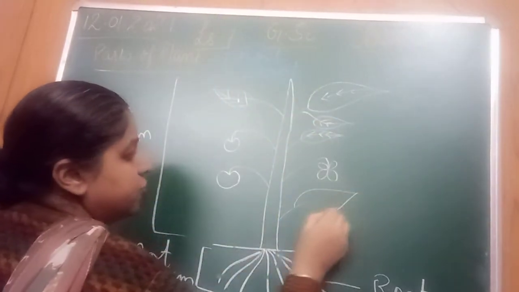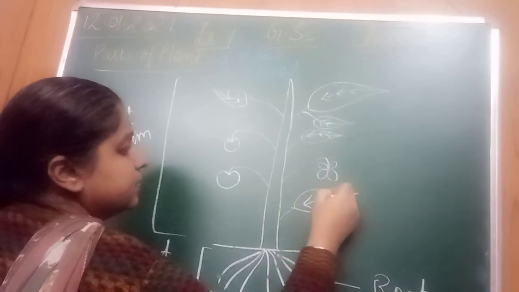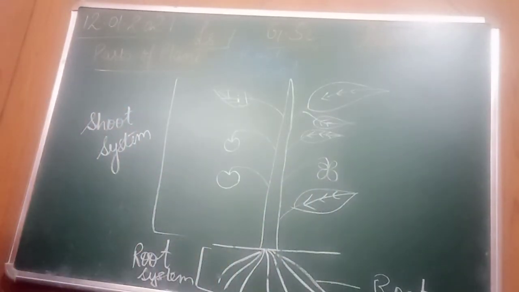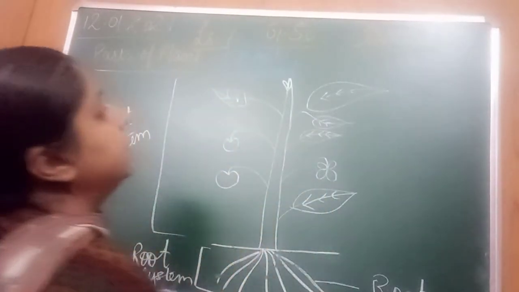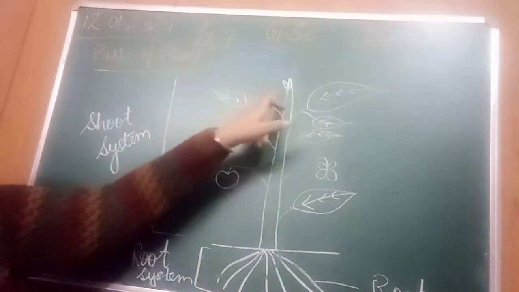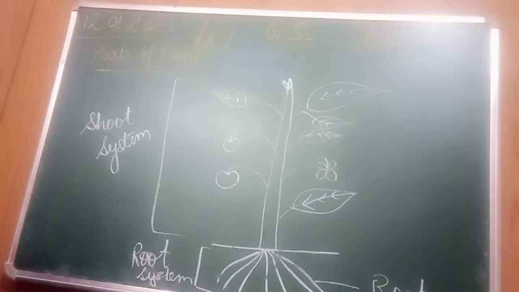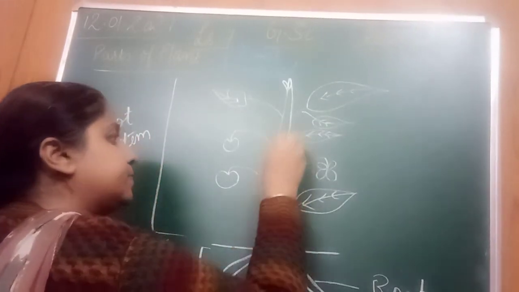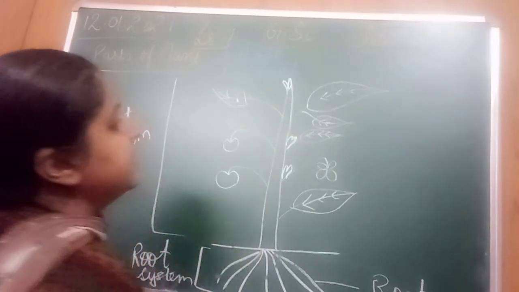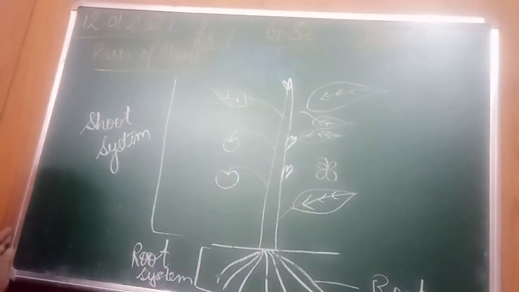Here again I am drawing this. Okay. At the top is the bud. Now bachche, the bud may be at the top, or this bud may be present in between the branches also. Like this. Right? Now let us label the shoot system.